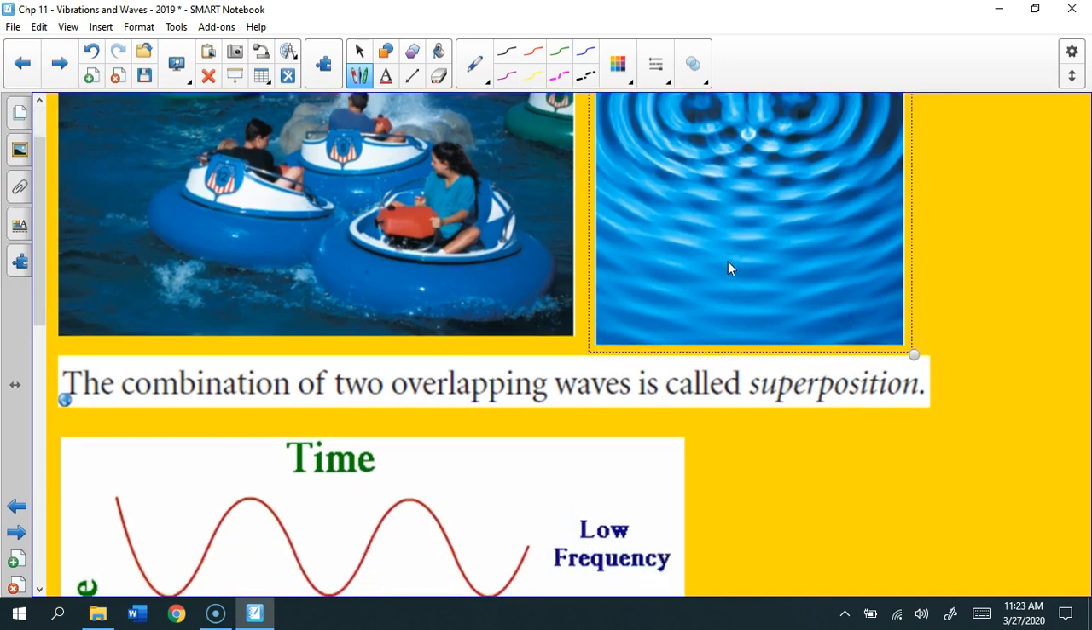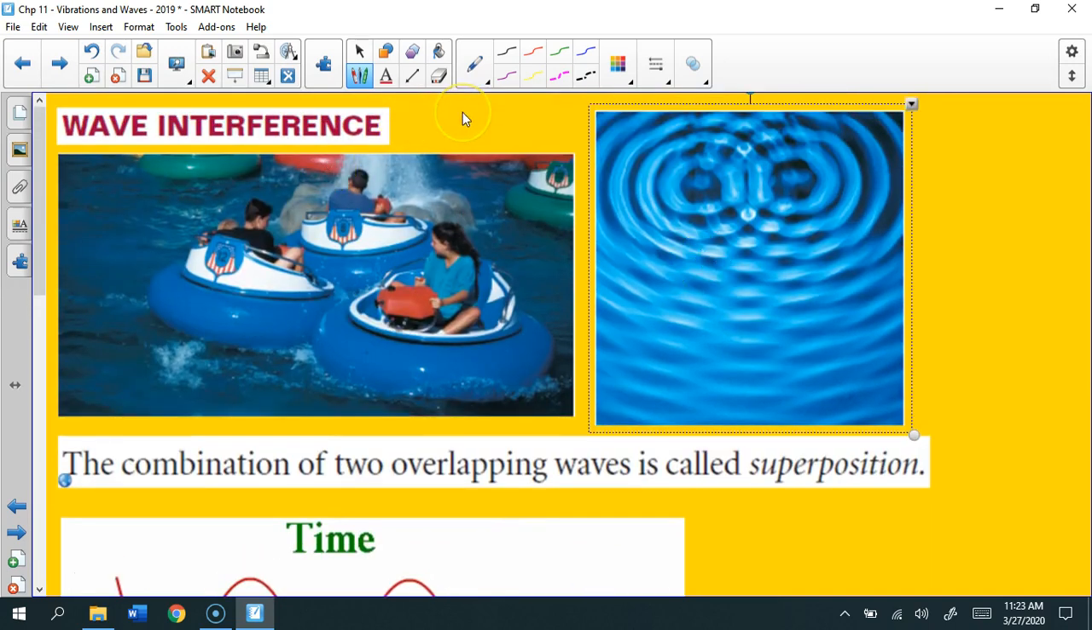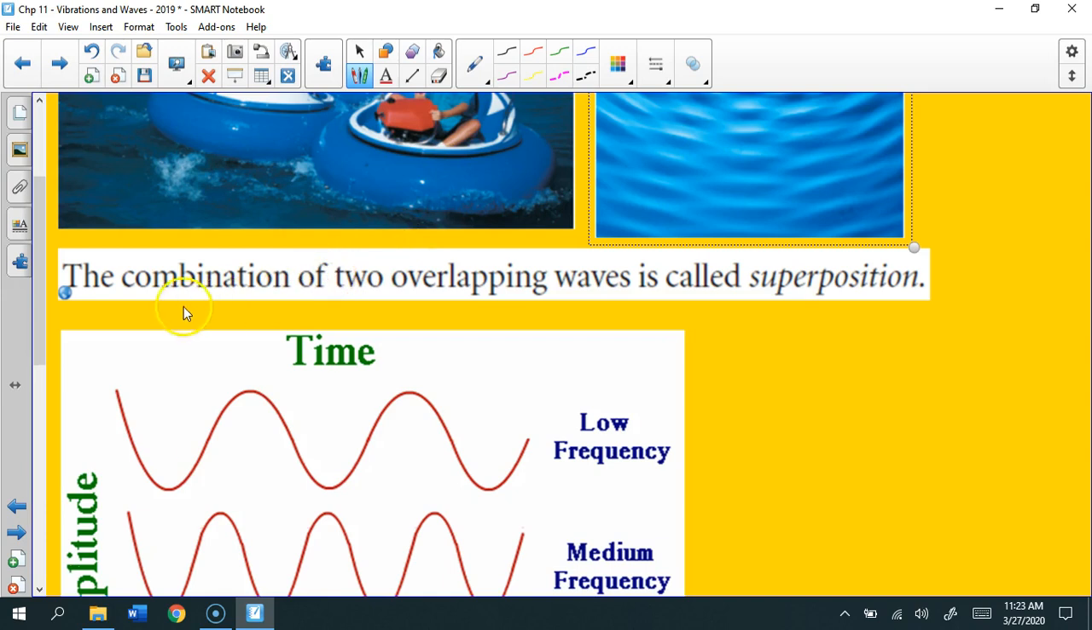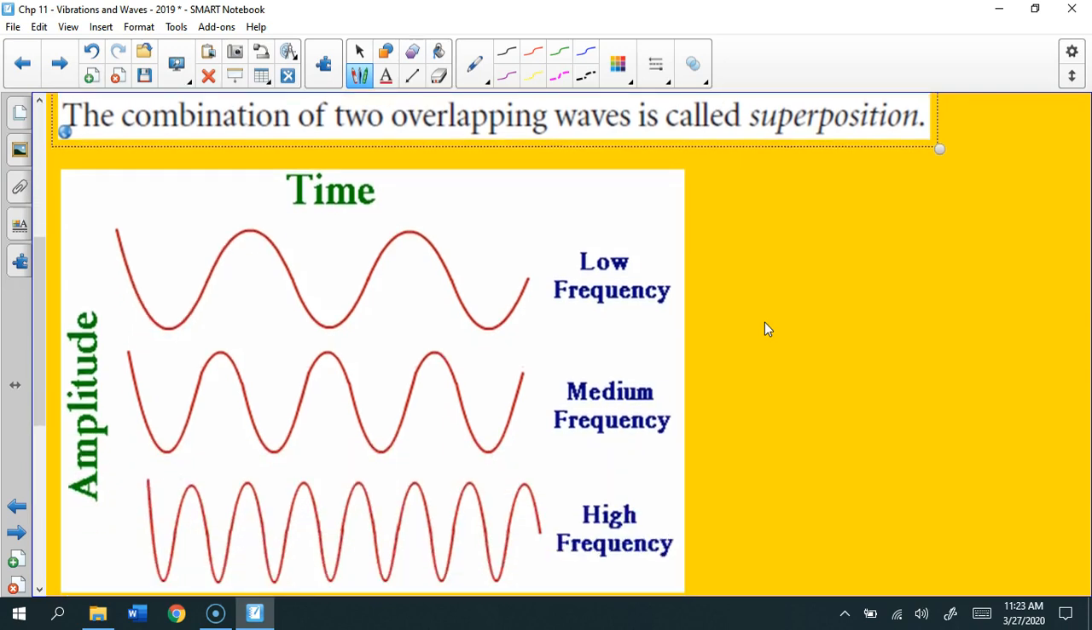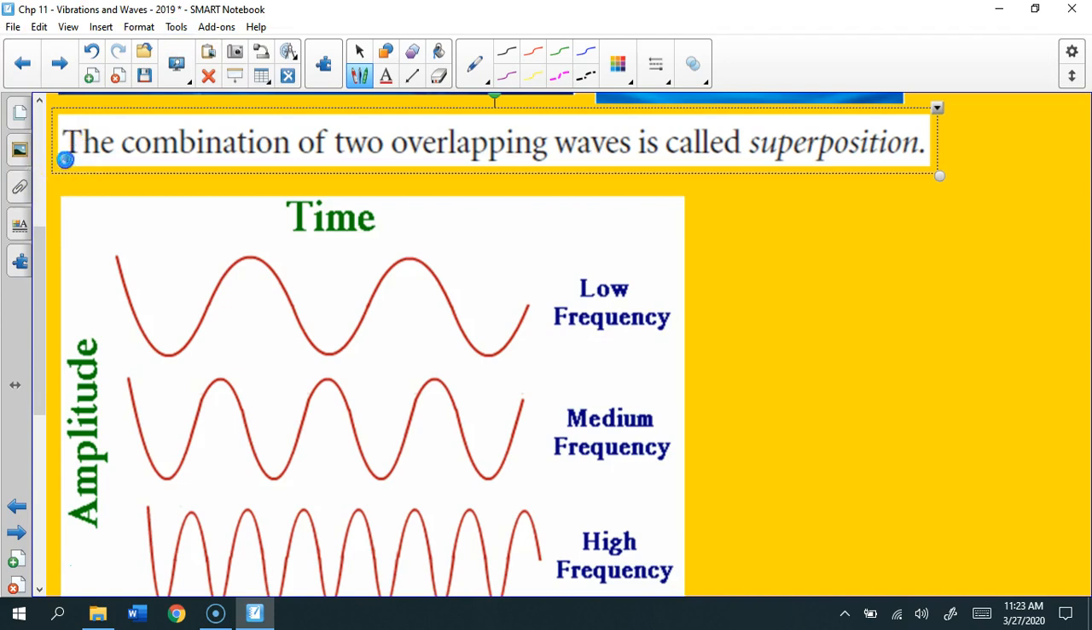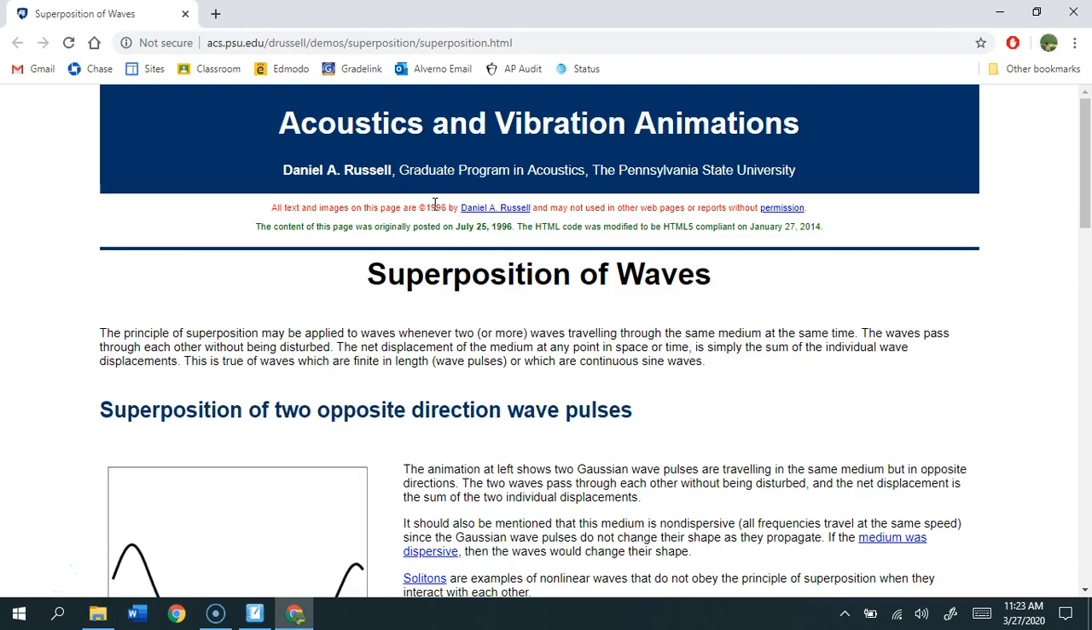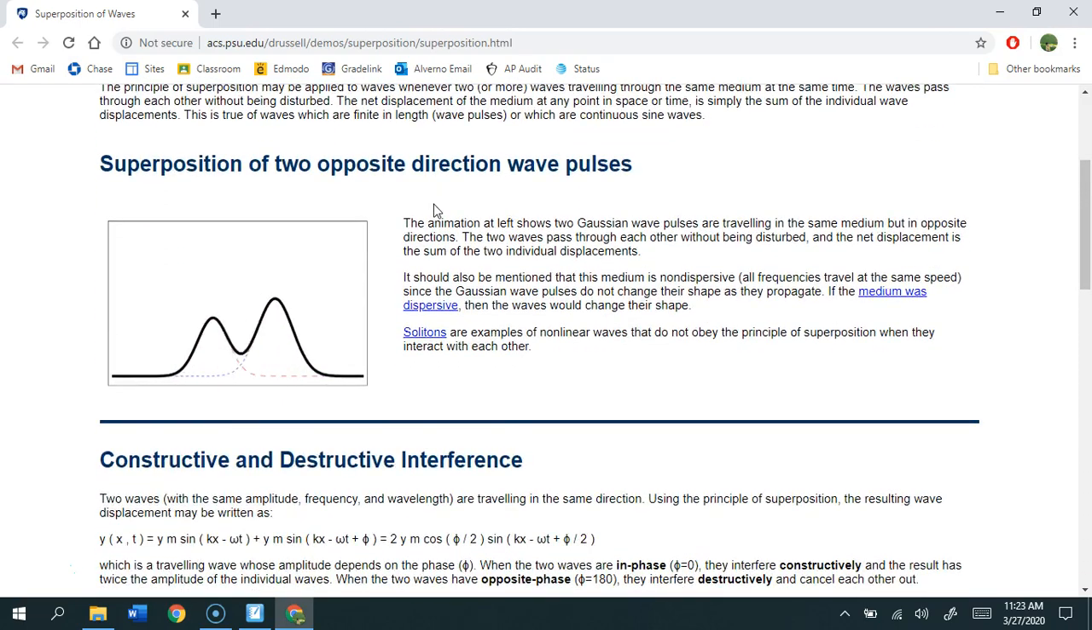All right? Now, in wave interference, the first thing that you want to jot down is the combination of two overlapping waves is called superposition. All right, so when we talk about the superposition of waves, we're really talking about two waves, and it can be multiple waves too, but basically they're coming together and they're superimposing upon one another, right? So I've got something here for you just to help you understand superposition. Just zoom into this a little bit.